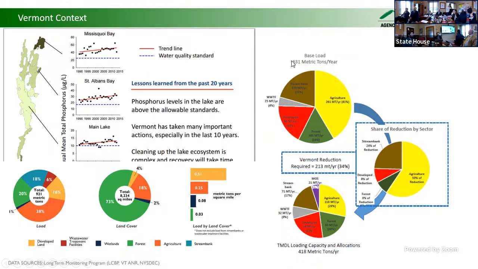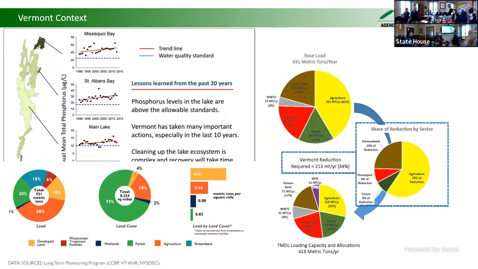We have a base load of 631 metric tons. To meet water quality standards, we have to get down to 418. That's a 213 metric ton reduction, represented by these sectoral allocations. So this pie chart represents that dotted blue line here. Yeah, that's where we're trying to get to. But we're not there yet. And these are the proposed things we need to do to get there.